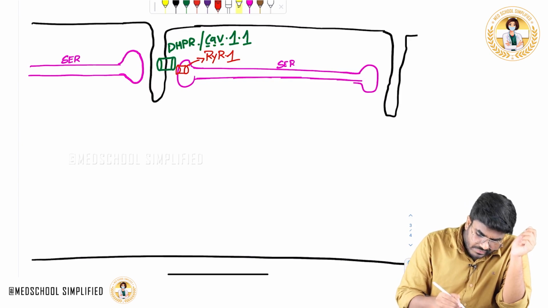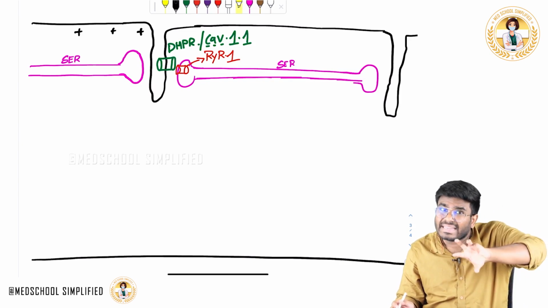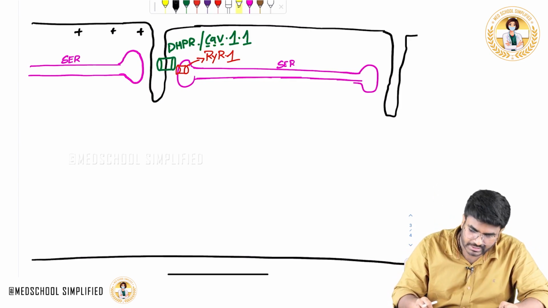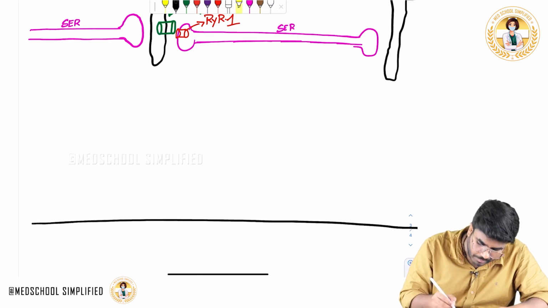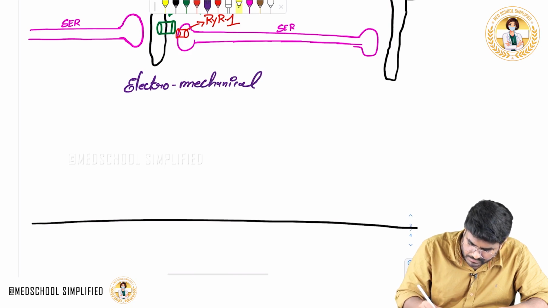Here, because of the depolarization, the DHPR channel is interacting with the RYR channel mechanically. This interaction in skeletal muscles is very, very important. This is called electromechanical coupling.